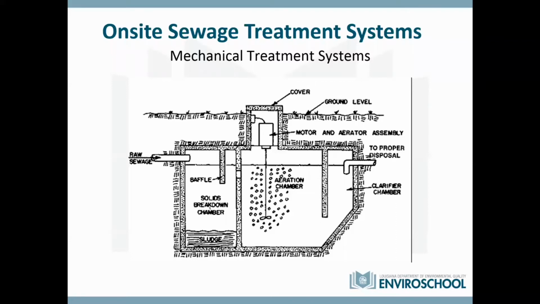This is just a schematic of actually how one of these mechanical treatment systems works. You'll see the raw sewage comes in from the left, and when it gets into that first chamber, and they don't all have this first chamber, but this is one that does, the solids break down, the sludge and the heavy solids go down to the bottom through gravity, and the floating stuff stays at the top. That baffle keeps most of it from getting into the aeration chamber. There are actually two baffles with this one. The more clear water flows into the aeration chamber.